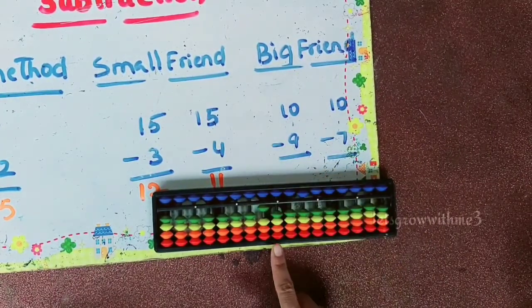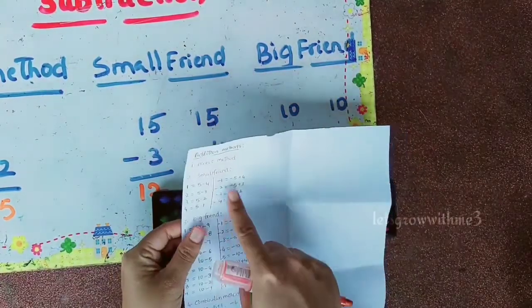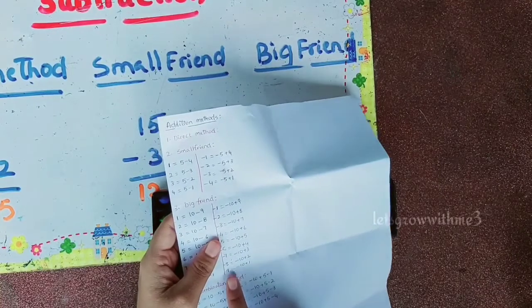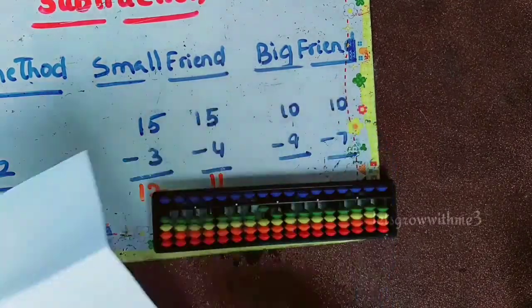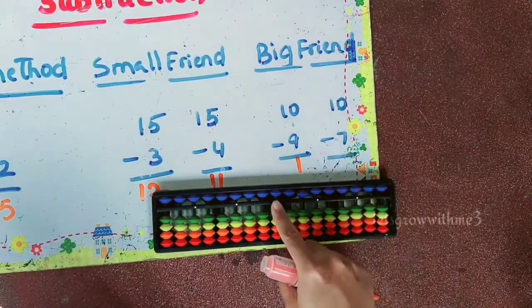10 minus 9. 10. So how to remove minus 9? Here we don't have beads. Then what's the formula? We can't use even small friend. So for above 5 values you need to go for big friend. So minus 10 plus 1. So the answer is 1.